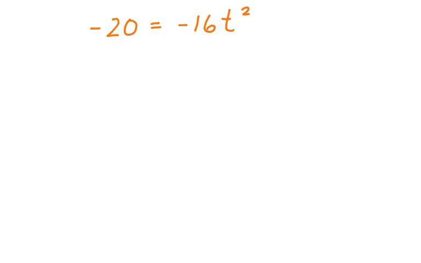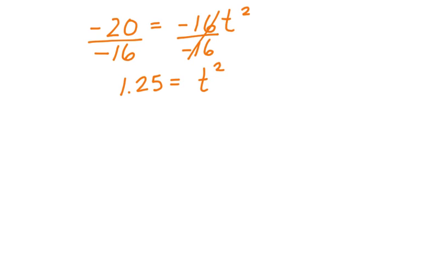Now I'm going to divide both sides by 16. I'm trying to get t alone. Divide both sides by, actually, negative 16. These cancel, leaving t squared is equal to negative 20 divided by negative 16, which is 1.25. Now I want to get t alone, so I need to cancel this square.